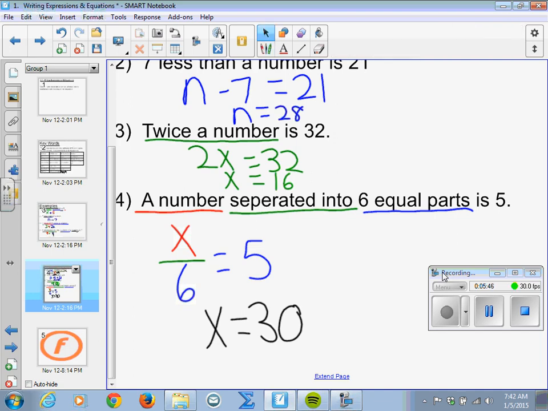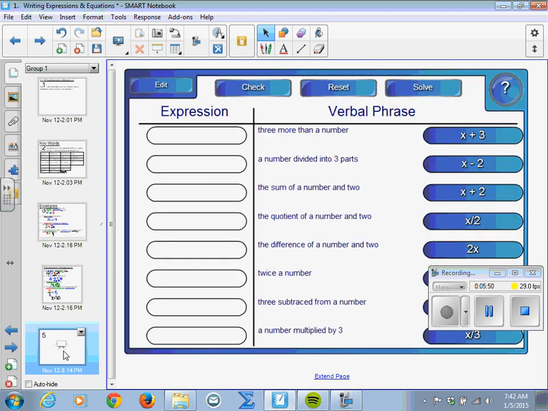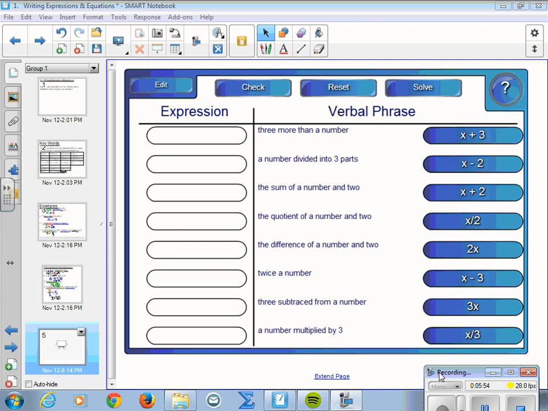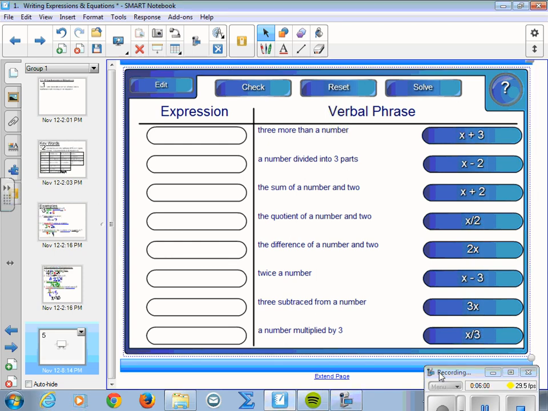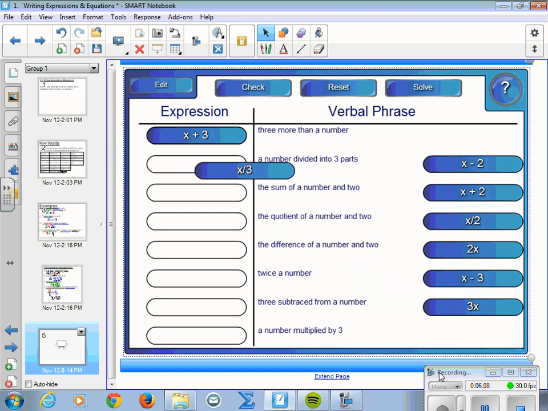On the back side of your notes page, we have a little matching game. So we're going to take these verbal phrases and just match them up with the correct expressions. So we'll go in any order we have, 3 more than a number. That was easy. That matches up straight across. A number divided into 3 parts. That'd be some number, x divided by 3. By the way, you guys could be doing this with the video on pause. If you're not, good idea to do so.